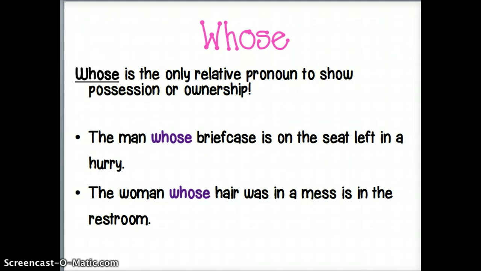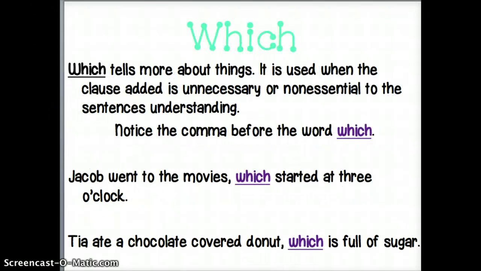Whose is the only relative pronoun to show possession or ownership. The man whose briefcase is on the seat left in a hurry. The woman whose hair was in a mess is in the restroom.